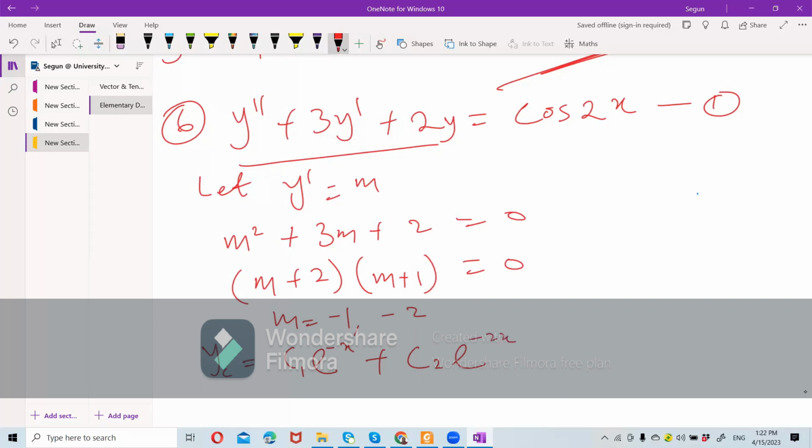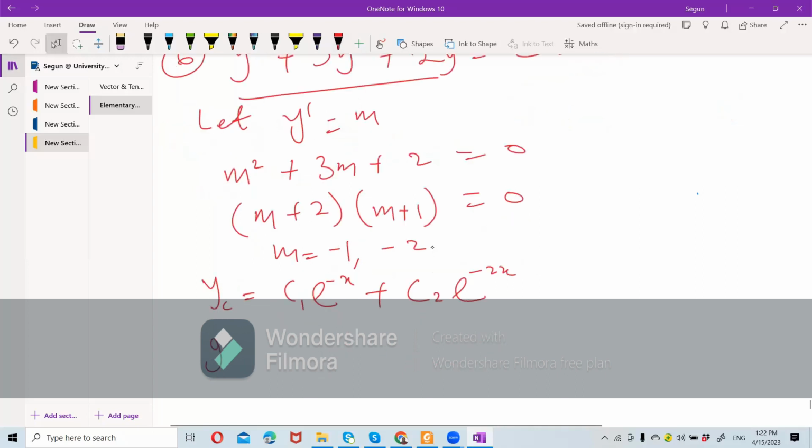That's all. But now, in this case, let's look at our g of x. What is our g of x? It is cos 2x.